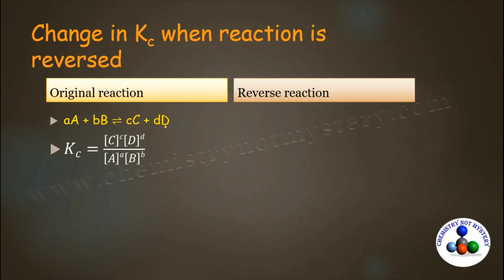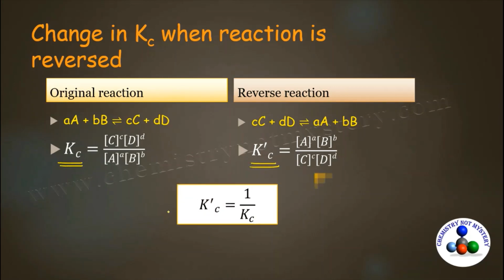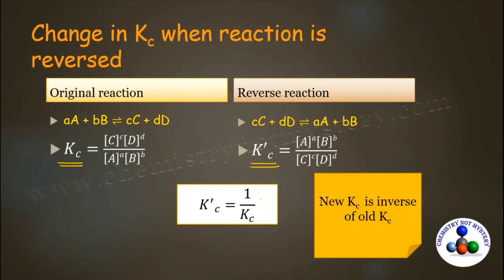Now reverse this equation. So here product becomes reactant and reactant becomes product. So you will get the equation c moles of C reacts with d moles of D and they are in equilibrium with a moles of A and b moles of B. Now write the equilibrium constant for this reaction. So here you will get Kc dash is equal to [A] raised to a, [B] raised to b over [C] raised to c and [D] raised to d. Now when you compare Kc with Kc dash, you can see here Kc dash is just inverse of Kc. Means when you reverse the reaction, new equilibrium constant will be the inverse of old equilibrium constant.